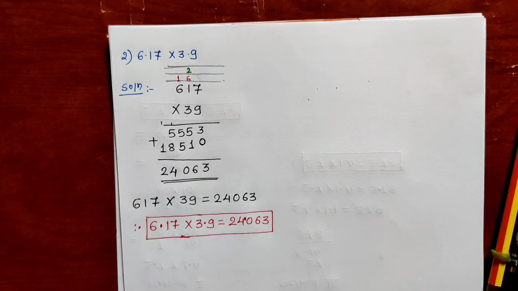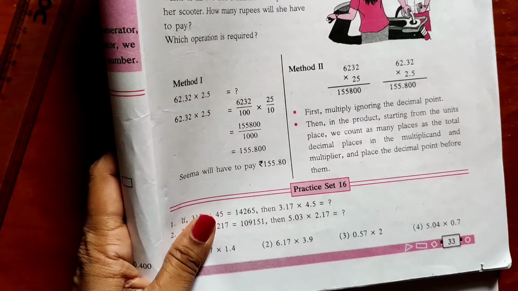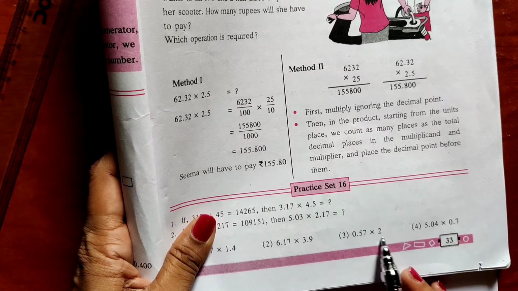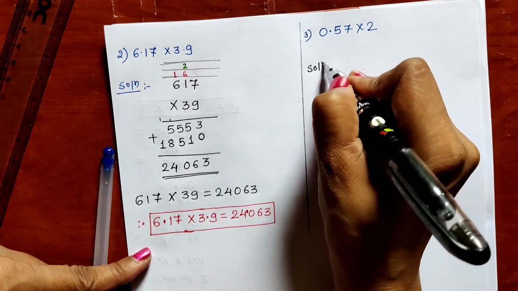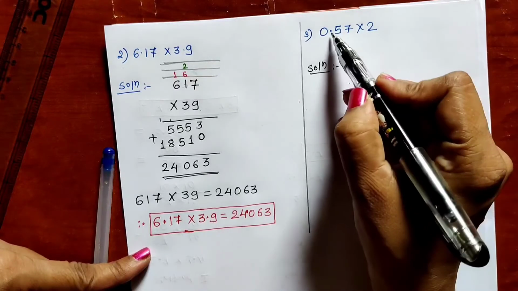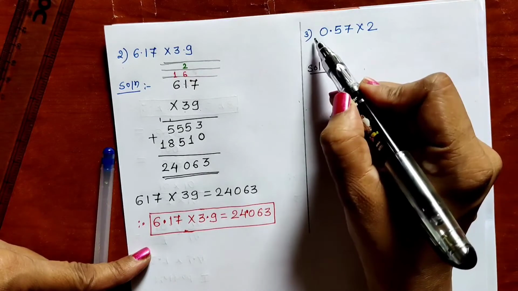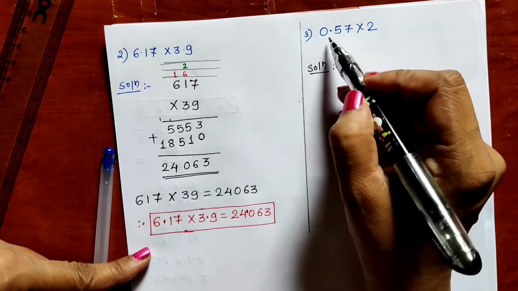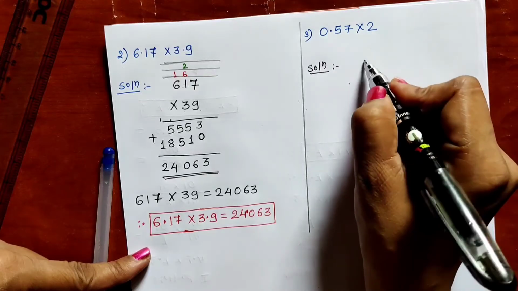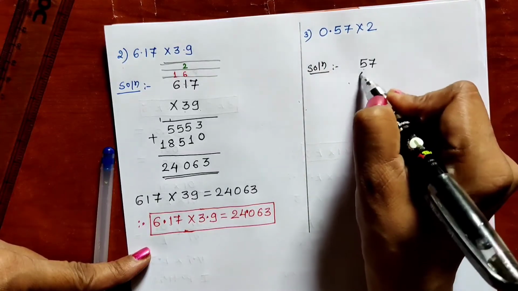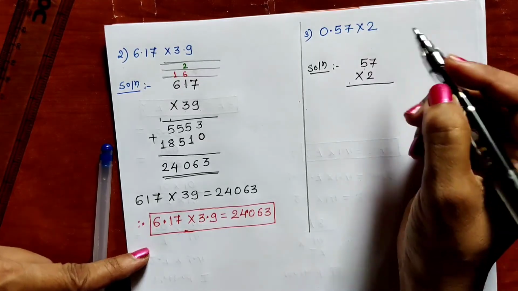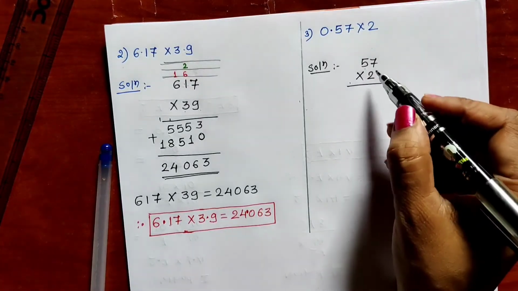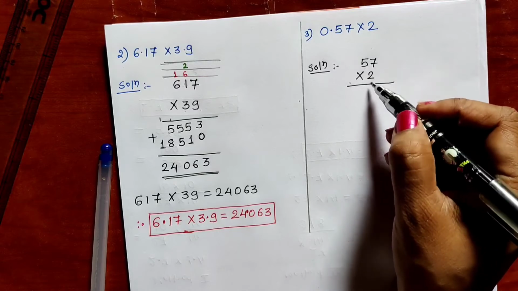Now let us go on to the next sum. The third one is 0.57 multiply by 2. So let us write the solution. 0.57. Before the point 0 is there, so we will not write this 0. It doesn't have any value. We will be writing only 57, and multiply by 2. Because in 2 there is no decimal point, a single 2 is there. So now simple multiplication we have to do.